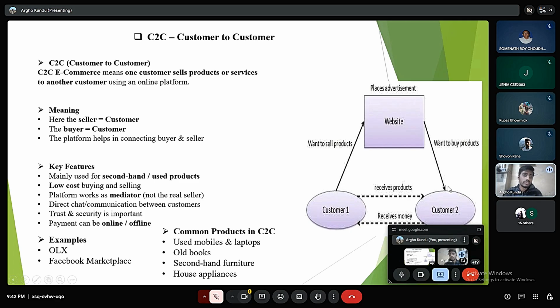Yes, customer to customer, C2C. C2C e-commerce means one customer sells a product or service to another. This means the seller is a customer and the buyer is also a customer. The platform helps in connecting buyers and sellers. The key features are that it is mainly used for second-hand and used products, with low-cost buying and selling. The platform works as a mediator, with direct chat and communication between the customers, and the payment can be both online and offline. Examples are OLX and Facebook Marketplace, and common products in C2C are mobiles, laptops, old books, second-hand furniture, and house appliances. Next slide will be presented by my friend Shomika.